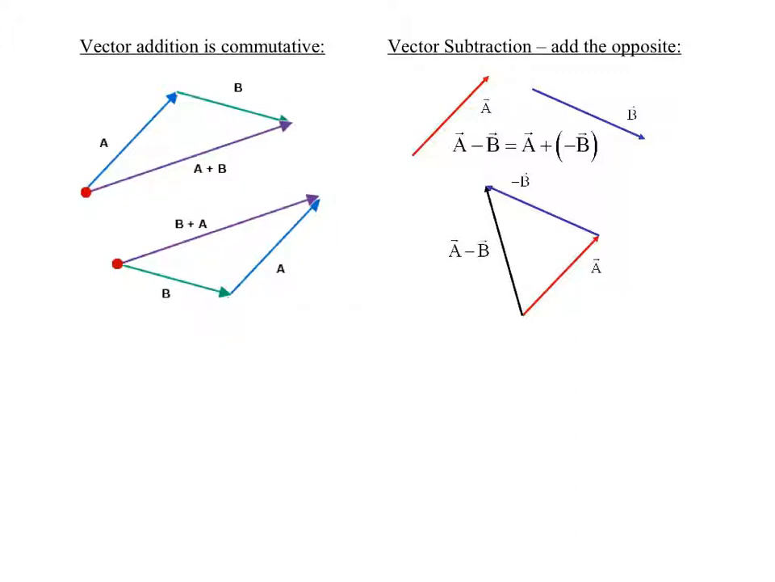When you do A plus B, start with A, then follow B, and your resultant vector is in purple. Anybody colorblind? Okay. Your resultant is in purple. Here, you start with vector B, and then add vector A. Your resultant is still this purple vector. Look at this vector and look at this vector. They're identical. So A plus B equals B plus A.